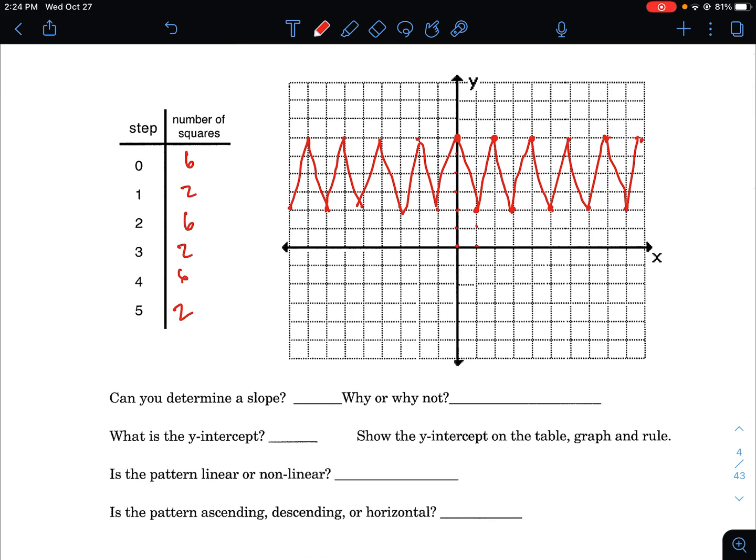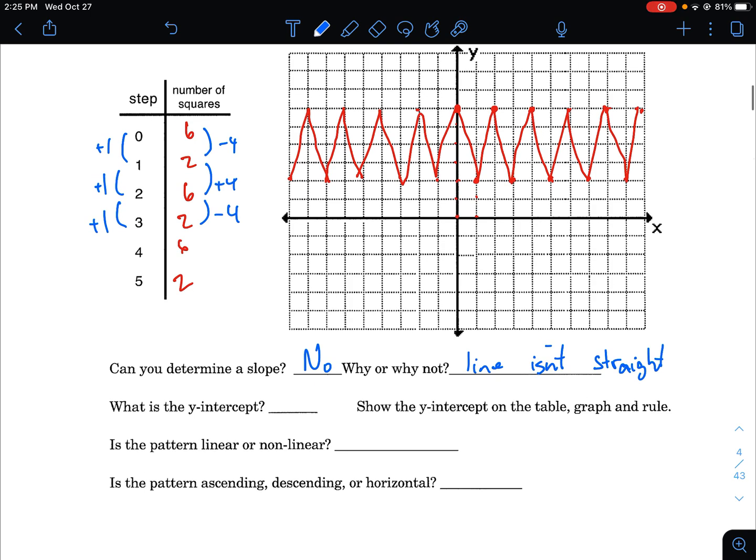Can I determine a slope? Well, if I try to look at this, I can't. I have a slope, but it seems to keep changing. If I look at my table, the pattern is the y goes down 4, but then the y goes up 4, and then it goes down 4. And with my x's, it's +1 every time. So can I determine a slope? Not really. Why not? The line isn't straight. So if the line isn't straight, it'll be really hard to determine a slope.